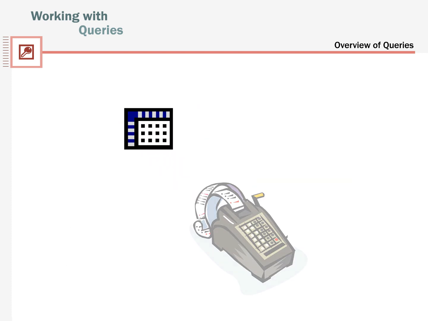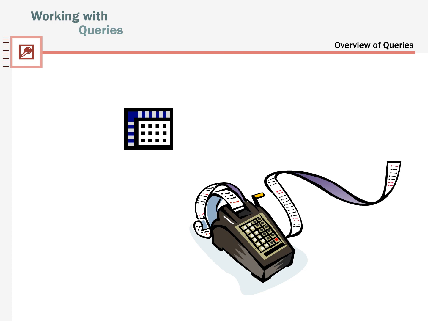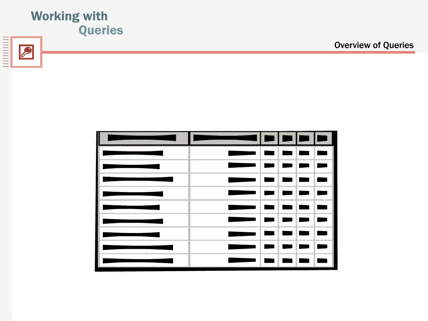Crosstab queries calculate and display summarized values such as sums, counts, and averages, and group them based on 2 sets of parameters, one listed down the left side of the data sheet and the other listed across the top.